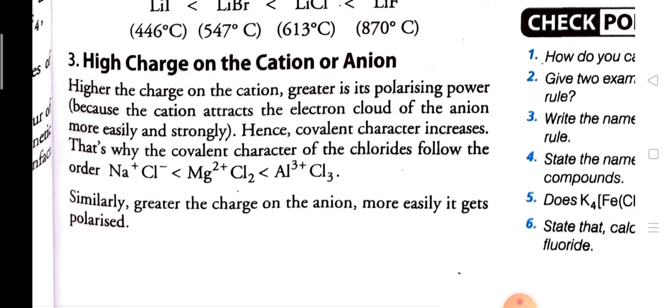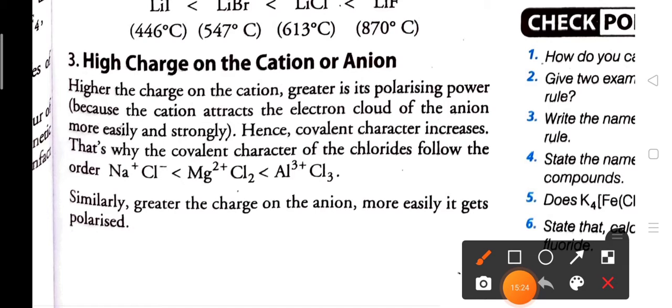Now, high charge on the cation or anion. The higher the charge on the cation, the greater is its polarizing power. You can see examples like Al3+, Mg2+, and Na+. The charge on Al3+ is greater in comparison with Na+, so the polarizing power of Al3+ is greater than Na+.